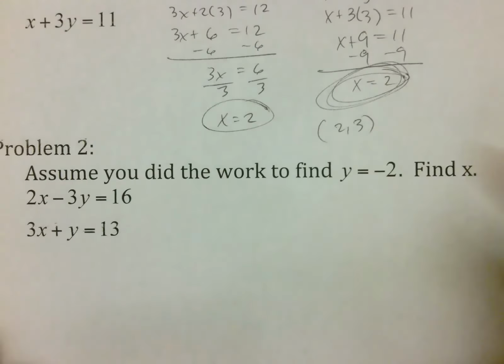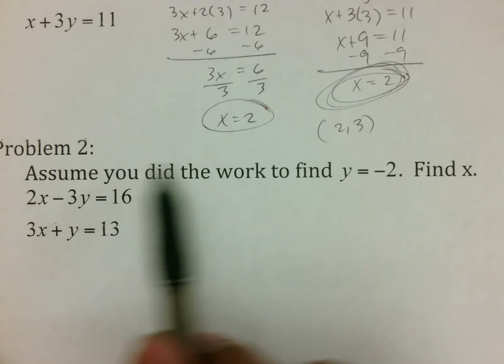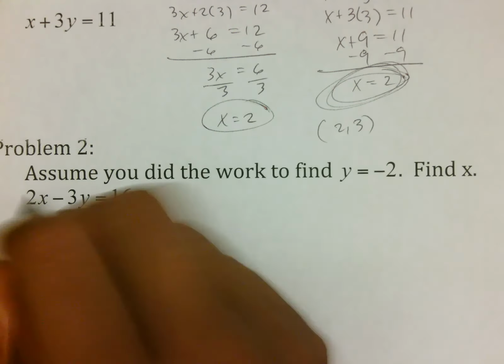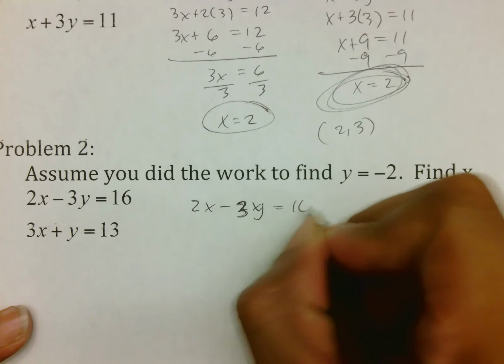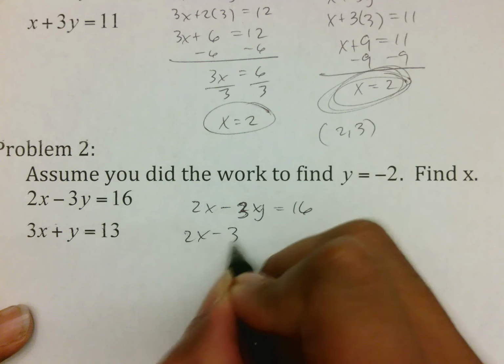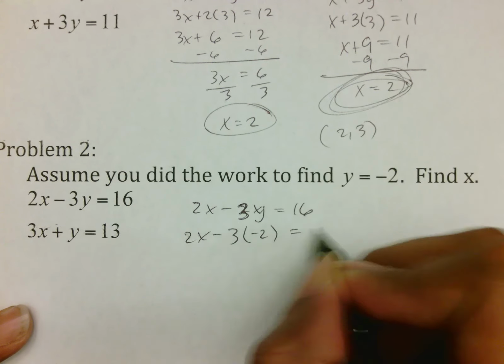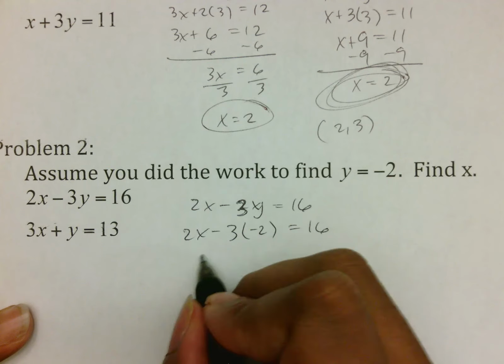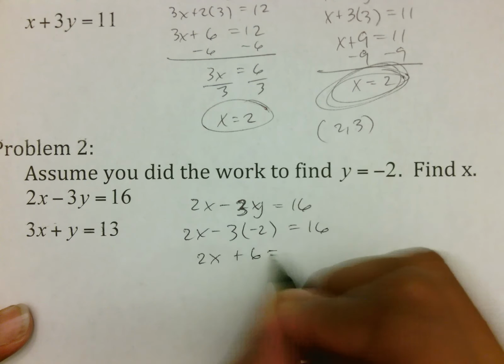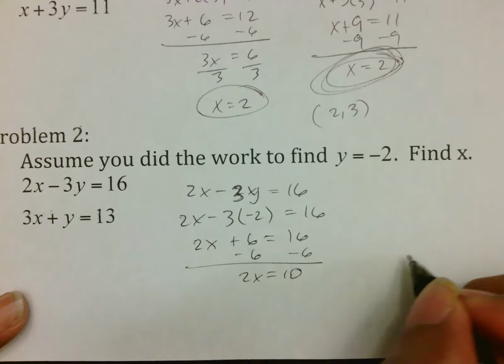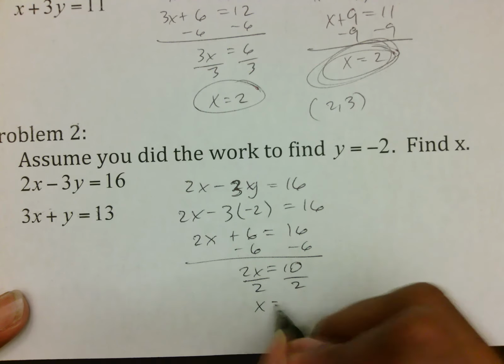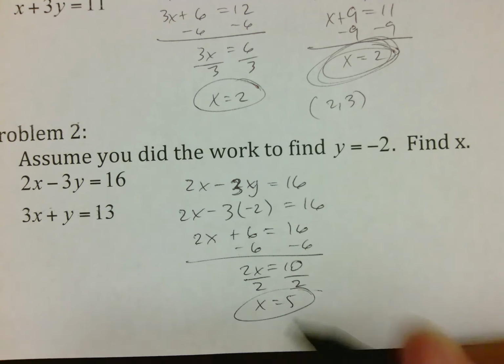So problem 2, I'm not going to do both of them. I usually just pick the top. It says assume you did the work to find y equals negative 2, find x. Again, I usually just pick the top equation whenever it's like this. And so I get 2x minus 3(negative 2) equals 16. Negative 3 times negative 2 is a positive 6. I then subtract 6 from both sides to get 2x equals 10 and divide by 2 to get x equals 5. And again, that is as far as you have to go on those questions, just to make sure you understand that is all we need you to do.